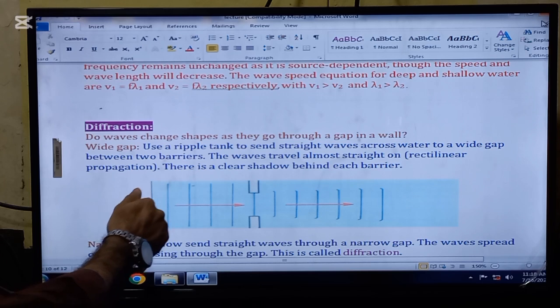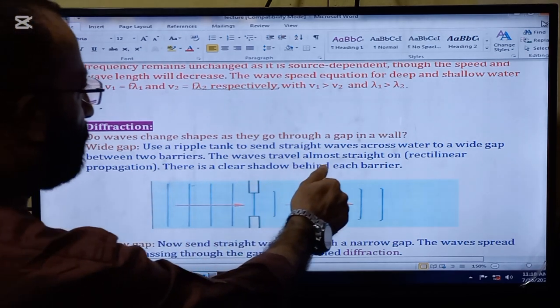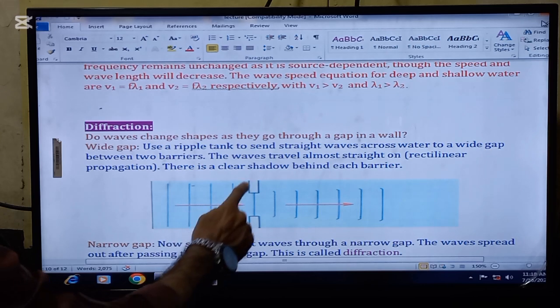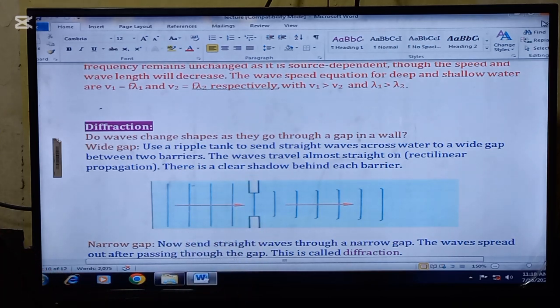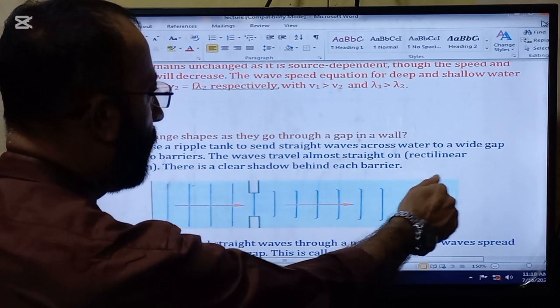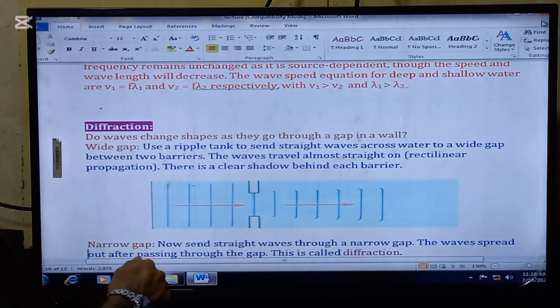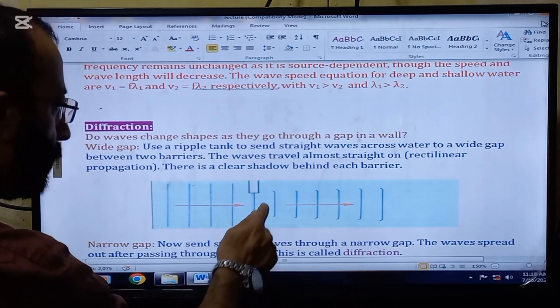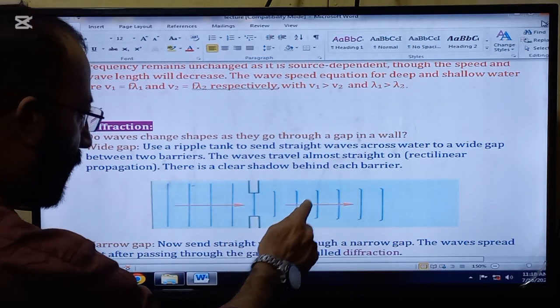Use a ripple tank to send straight waves across water to a wide gap between two barriers. So here are two barriers. The waves travel almost straight on, rectilinear propagation. There is a clear shadow behind each barrier. So look now, there will be a clear shadow.